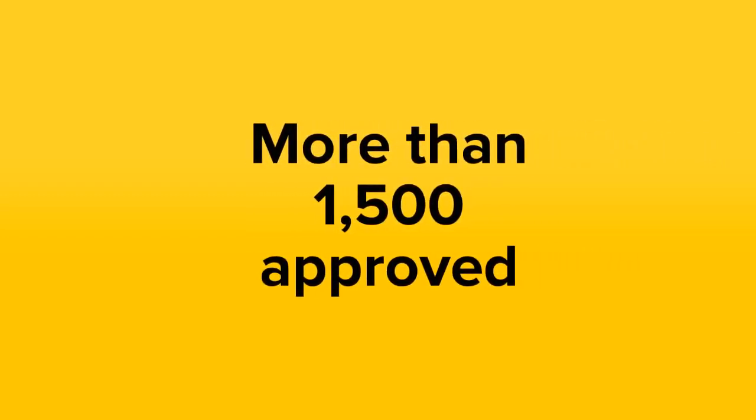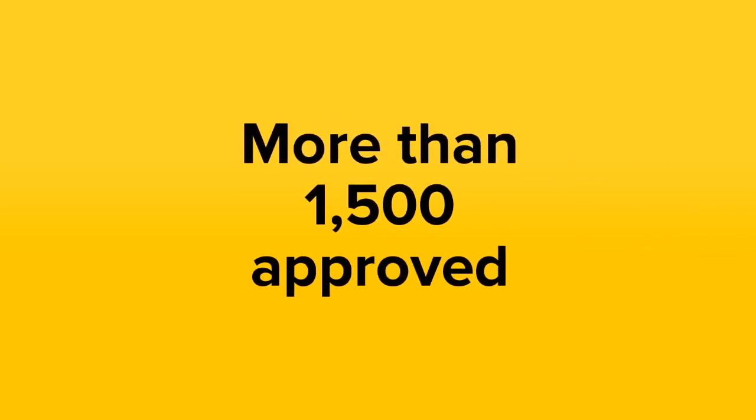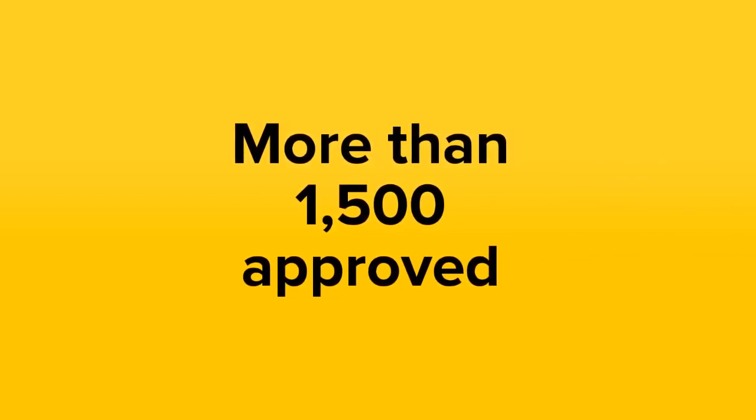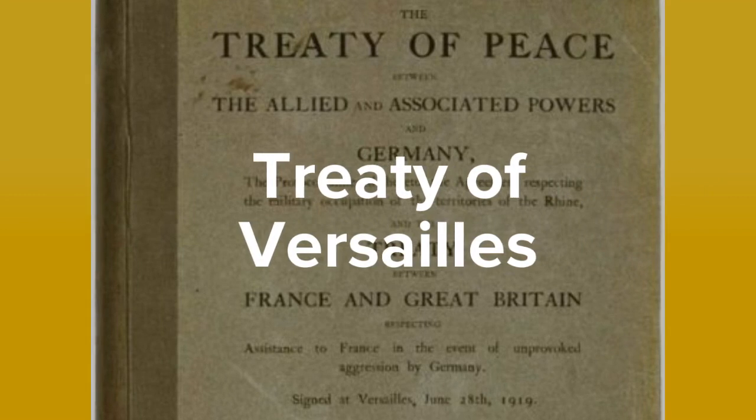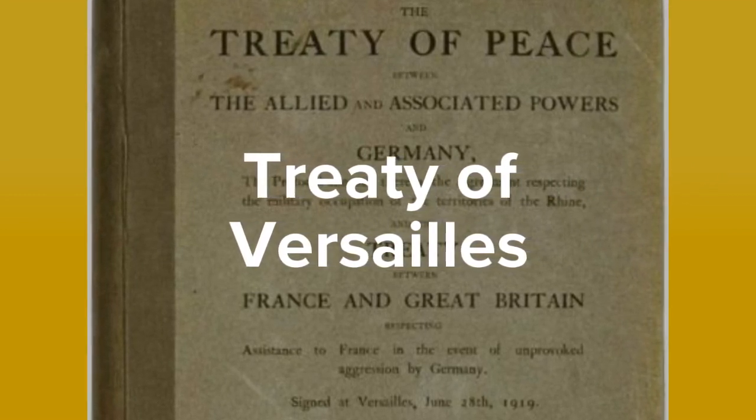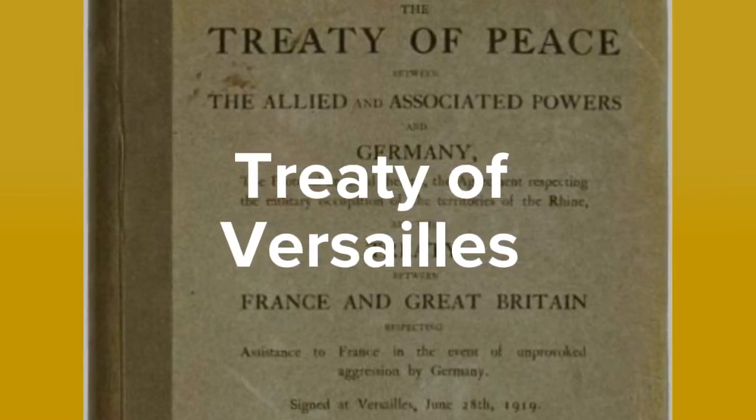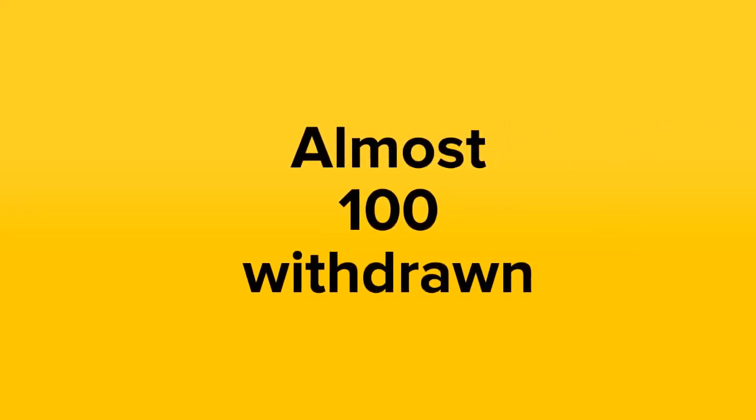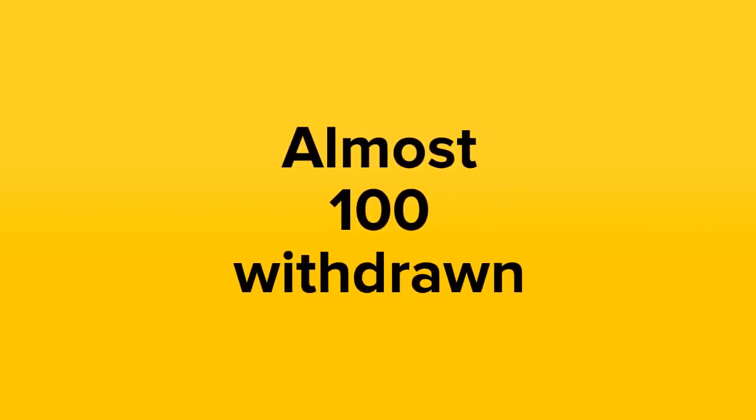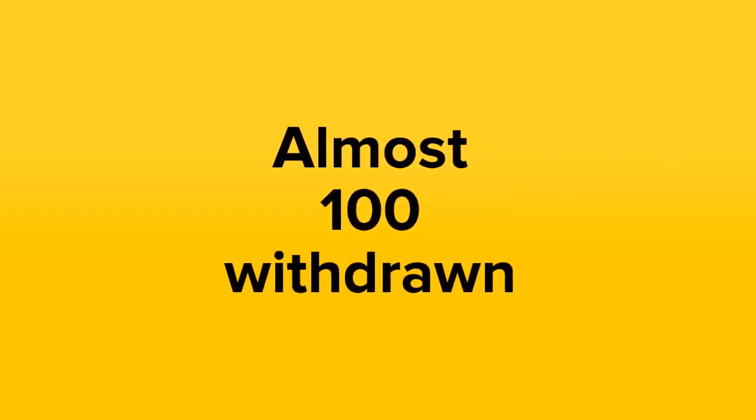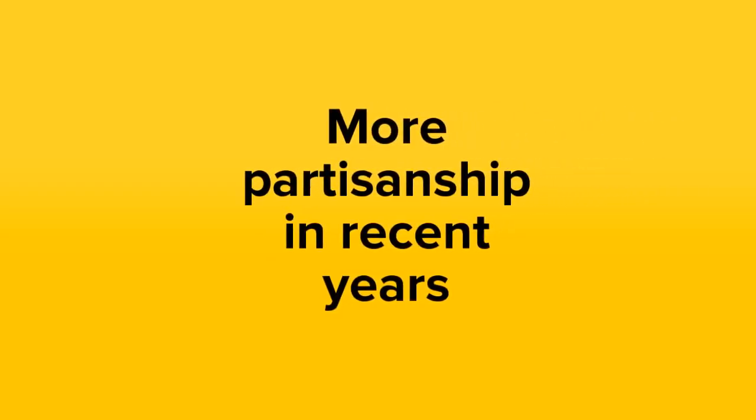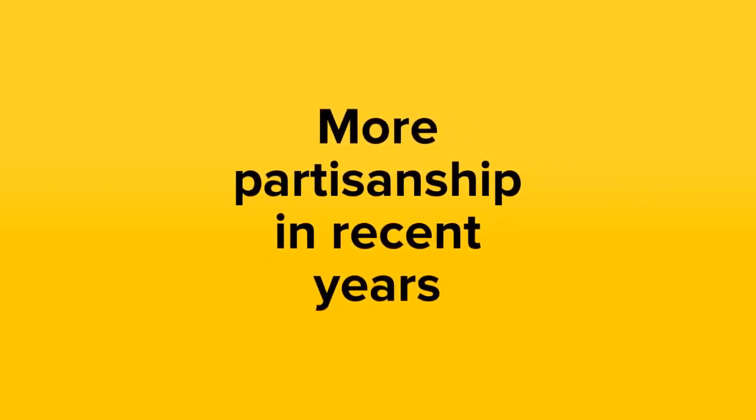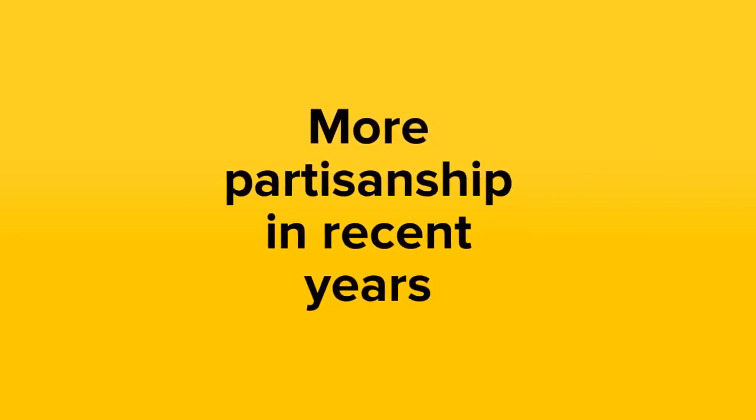Despite this, the Senate has approved the vast majority of treaties that have been submitted to it, more than 1,500 in total. Only 22 treaties have been defeated outright on the floor of the Senate, although these have included some very high-profile treaties, including the Treaty of Versailles, which ended World War I and established the League of Nations. In addition, almost 100 treaties have been withdrawn from the Senate because they would almost certainly have been rejected. Like most things, opposition to treaties has been growing as partisanship has been increasing in Washington in recent years.